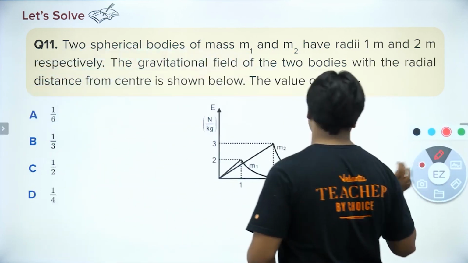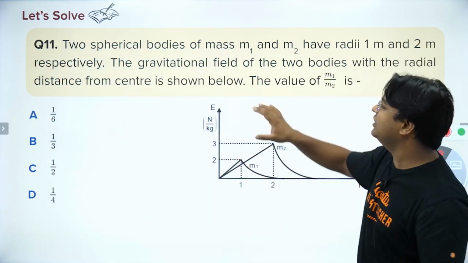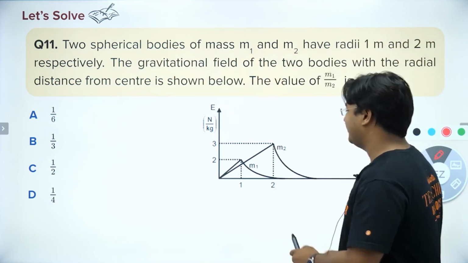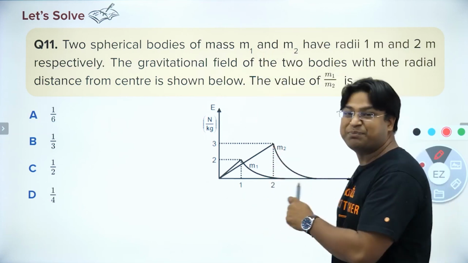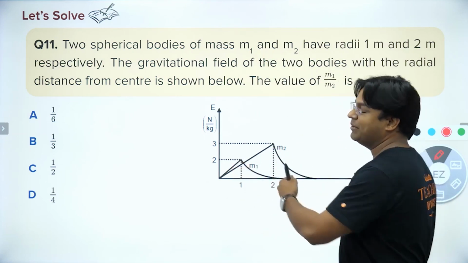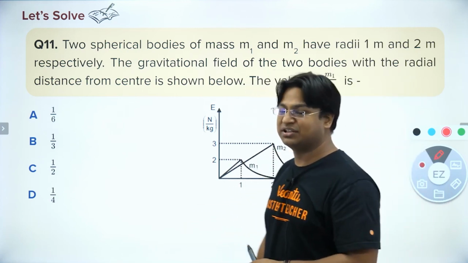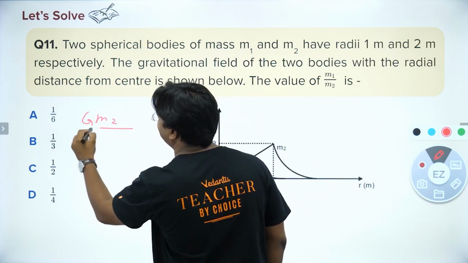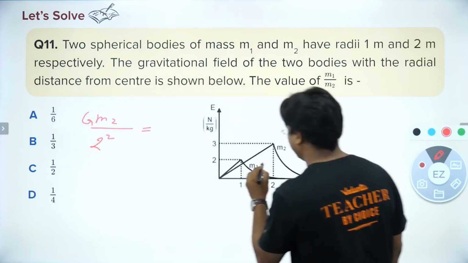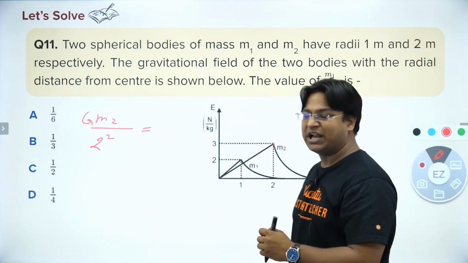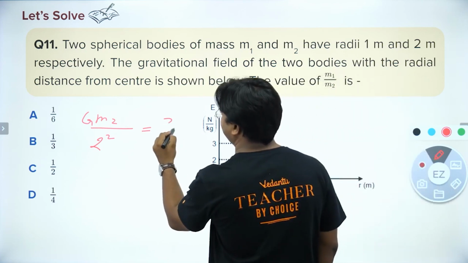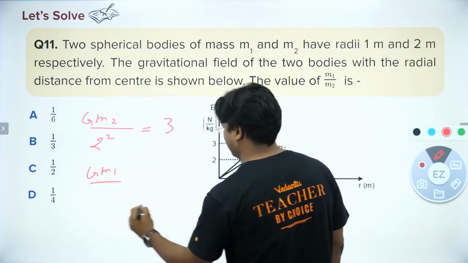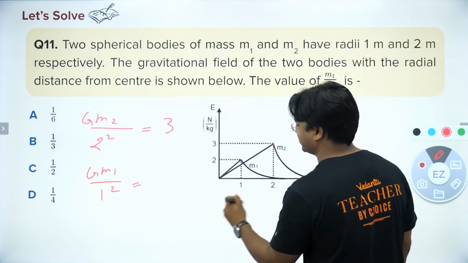Okay, now this question says that this is the graph indicating two spherical bodies of mass m1 and m2 having radii 1 and 2. So it's pretty obvious that this peak will come in the larger radius sphere. So I'm going to write Gm2 by 2 square. That's the gravitational field at the surface of m2, given to be 3, and I'm going to write Gm1 by 1 square as 2.